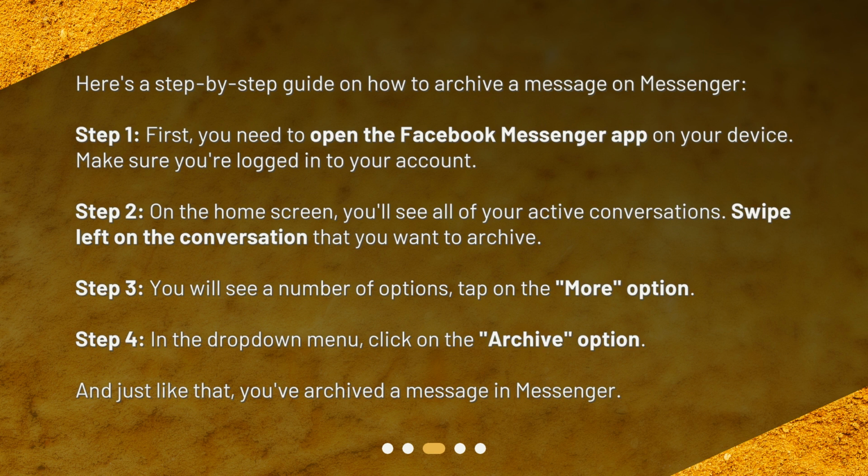Step 2. On the home screen, you'll see all of your active conversations. Swipe left on the conversation that you want to archive. Step 3. You will see a number of options. Tap on the More option. Step 4. In the drop-down menu, click on the Archive option. And just like that, you've archived a message in Messenger.